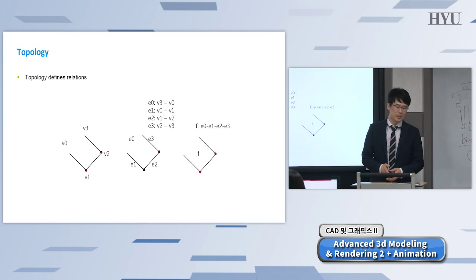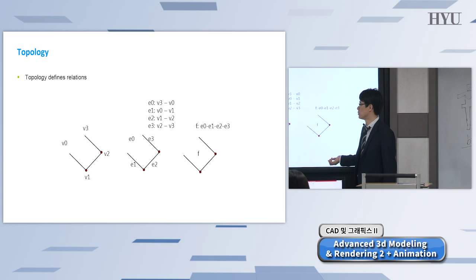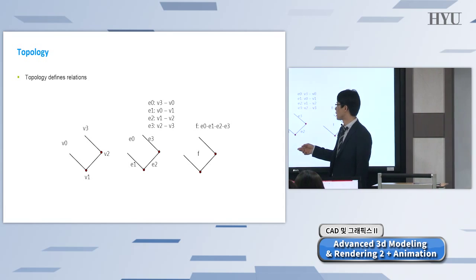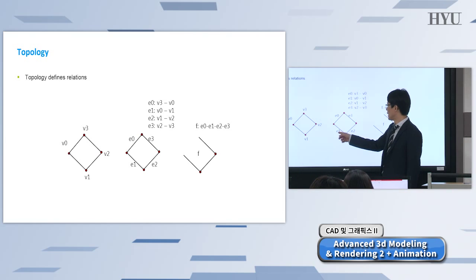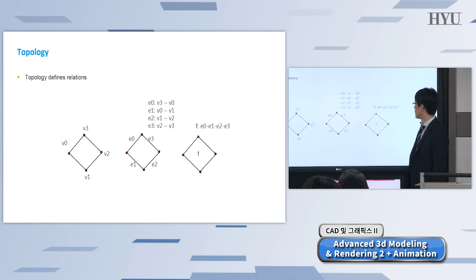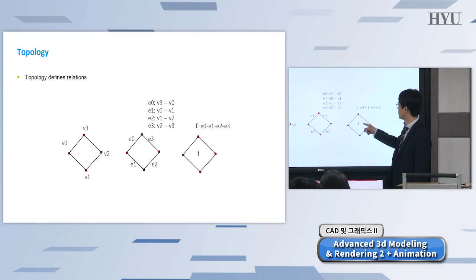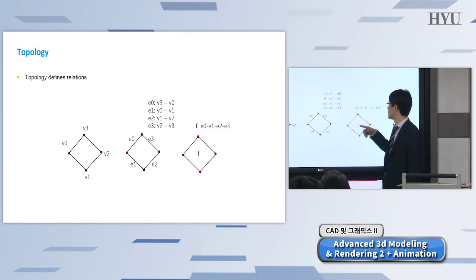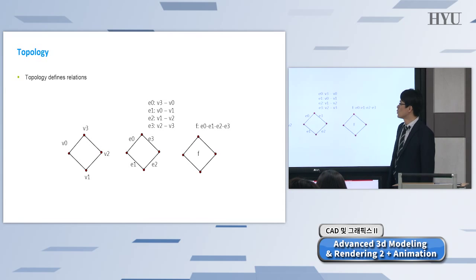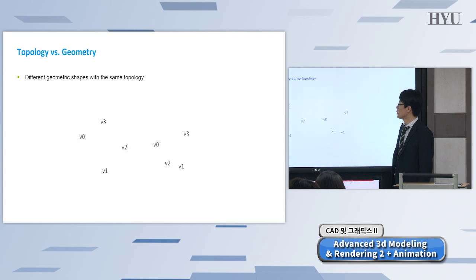But that kind of definition is not enough. We need to make some relationship, okay? So V0, V3, and the connection made edge number 0. At the end, the face can be composed of those elements, okay, edges. Vertices, edges, faces, okay? So topology defines relations, okay?